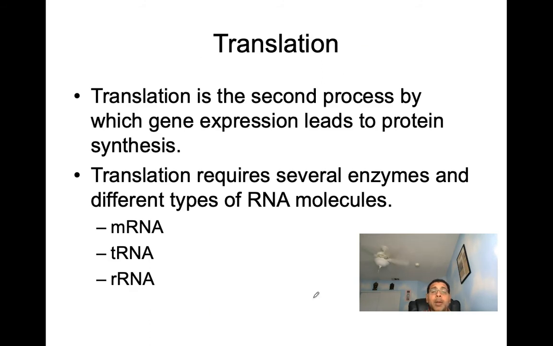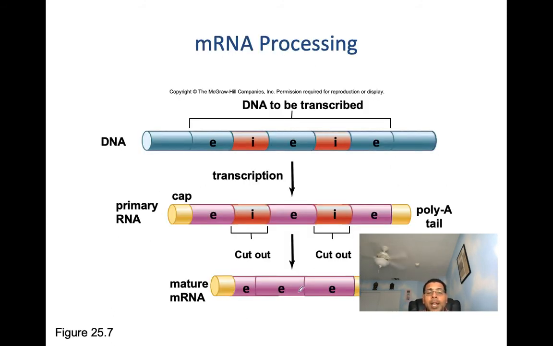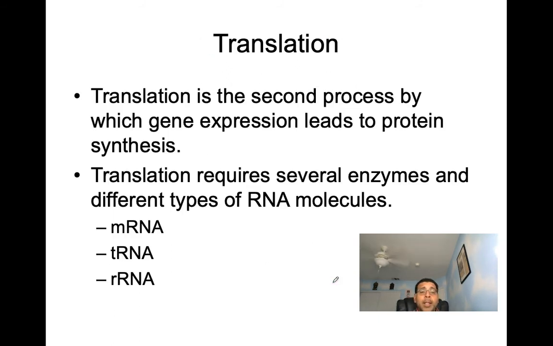Next, when we talk translation, think translation. Translation, we're going to go from one language to another, basically. Right? We're going to translate this language of nucleotide sequences to this segment of amino acid sequences. So when we talk translation, translation is a second process by which gene expression is going to lead to protein synthesis. Translation requires several enzymes and different types of RNA molecules. So we've mentioned all 3 types of RNA molecules.